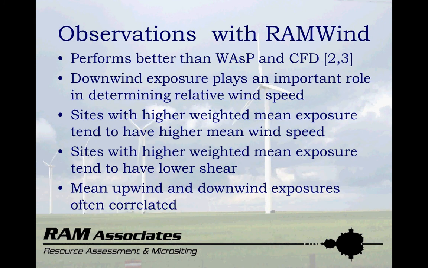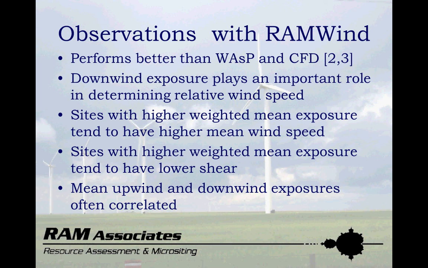Some of the basic observations we have with RAMWind is that it has performed better than WASP and CFD models in 2 different studies that were presented during a workshop in 2009. We've observed that downwind exposure plays a very important role in determining relative wind speeds between 2 sites. In general, sites with higher weighted mean exposures tend to have higher mean wind speeds, and sites with higher weighted mean exposure also tend to have lower shear. Now, of course, this is in the absence of the effects of trees.